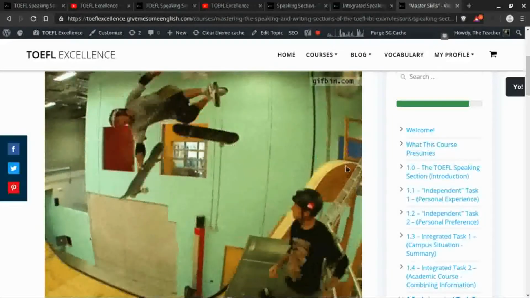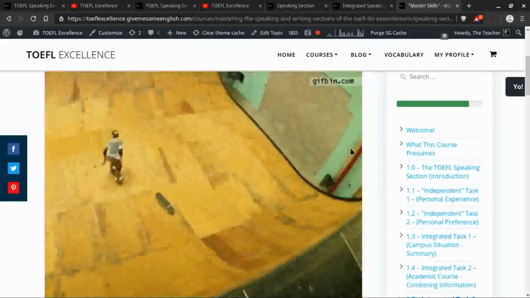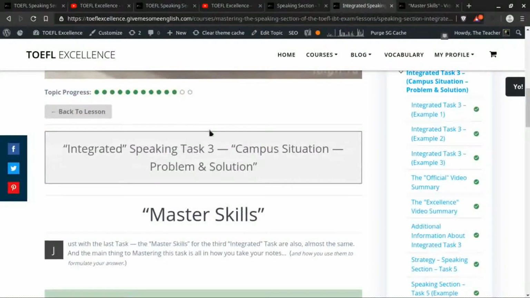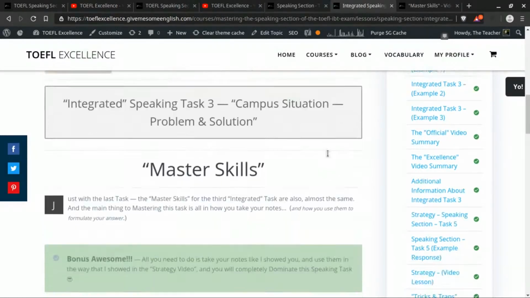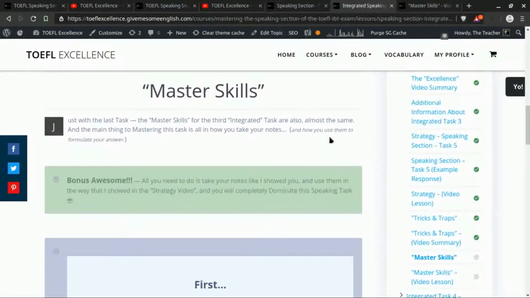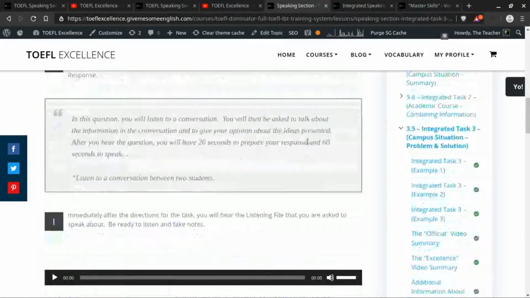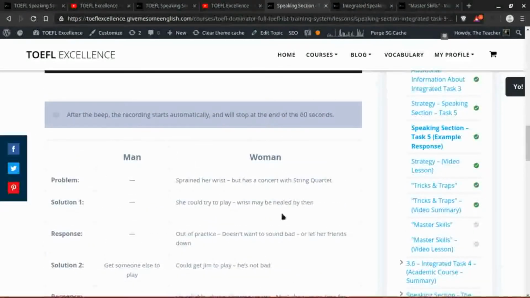All right, welcome back. So we're doing another master skills video here today, and today we're talking about the integrated task 3. This is the problem and solution task. And now, just as with the last integrated task, this one, as far as the master skills, is very simple, and it's all about how you take the notes.